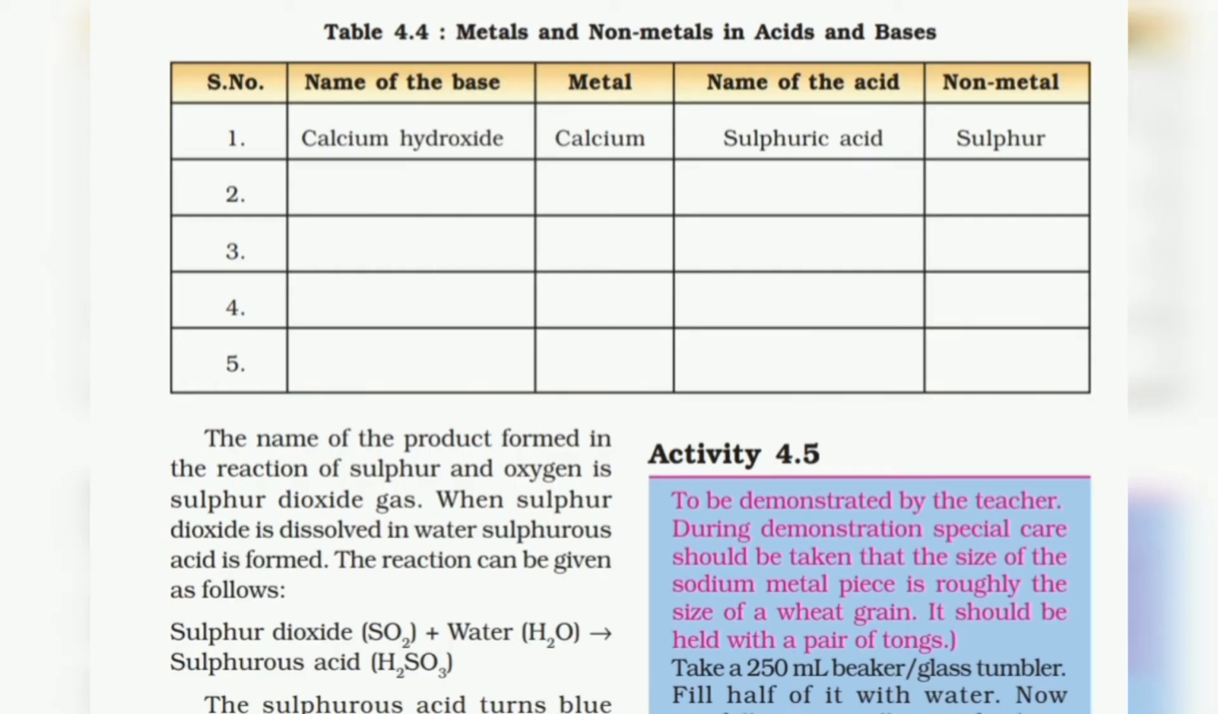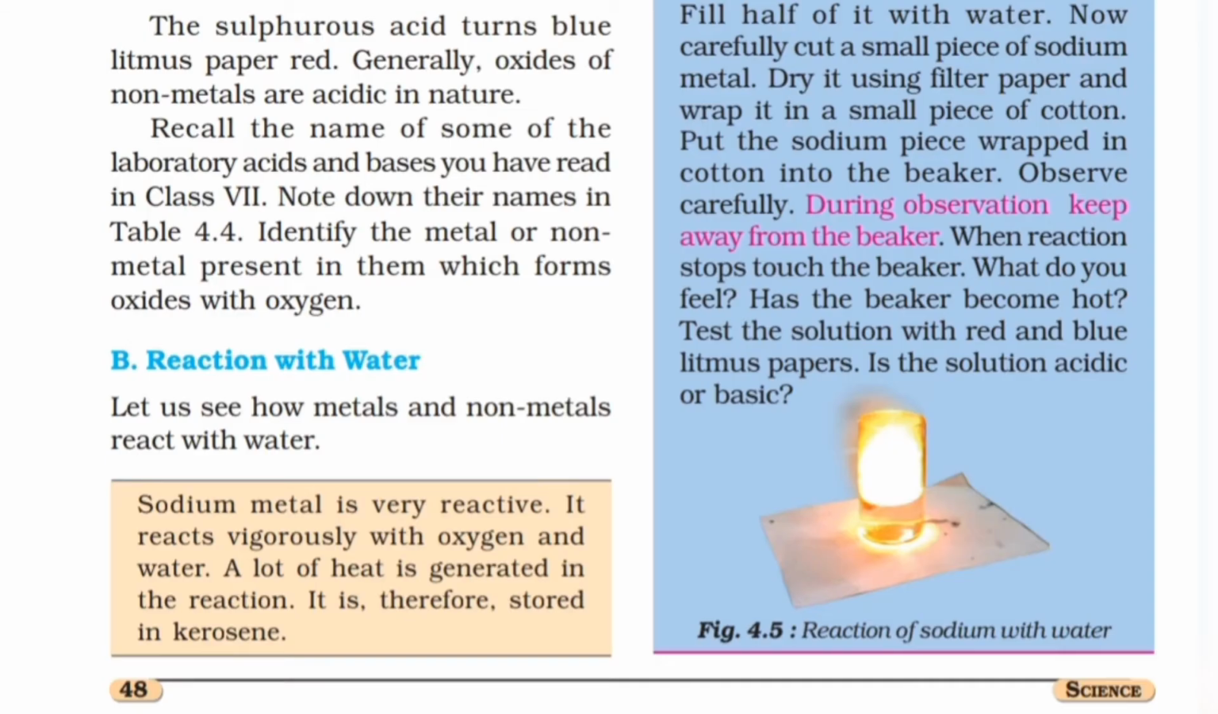After this, we have the next activity, Activity 4.5, to be demonstrated by the teacher. During the demonstration, special care should be taken that the size of the sodium metal piece is roughly the size of a wheat grain. It should be held with a pair of tongs. Then, from the start, we take a 250 ml beaker or glass tumbler and fill half of it with water. Now carefully cut a small piece of sodium metal, dry it using filter paper and wrap it in a small piece of cotton. Put the sodium piece wrapped in cotton into the beaker.